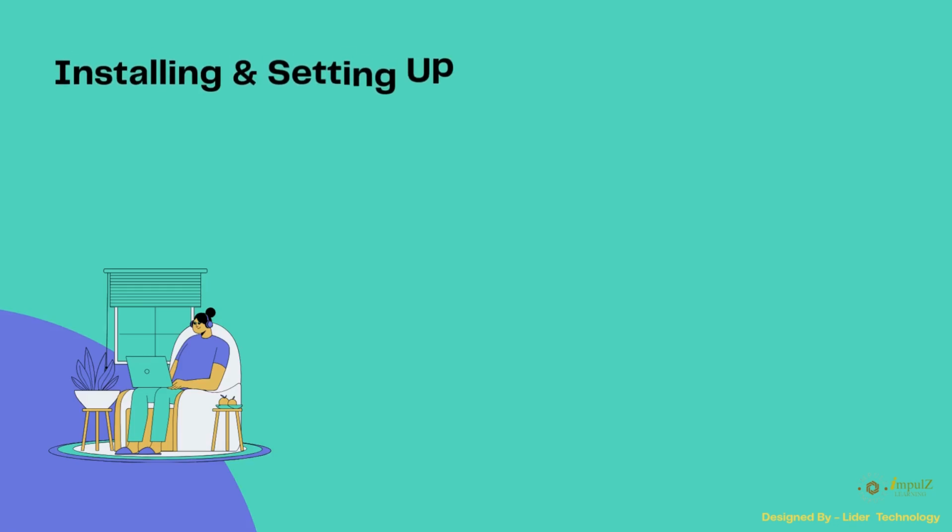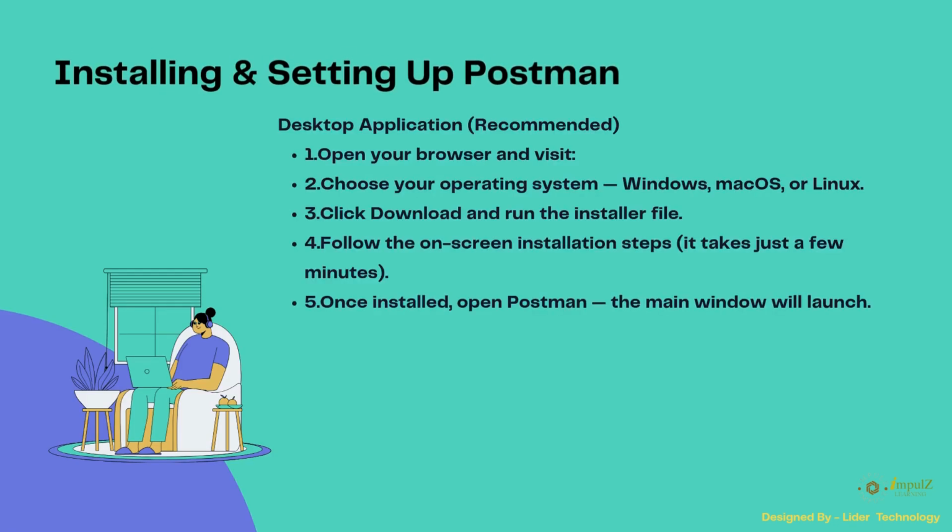Installing and setting up Postman. Desktop application, recommended. 1. Open your browser and visit. 2. Choose your operating system, Windows, Mac OS, or Linux. 3. Click Download and run the installer file. 4. Follow the on-screen installation steps. It takes just a few minutes.